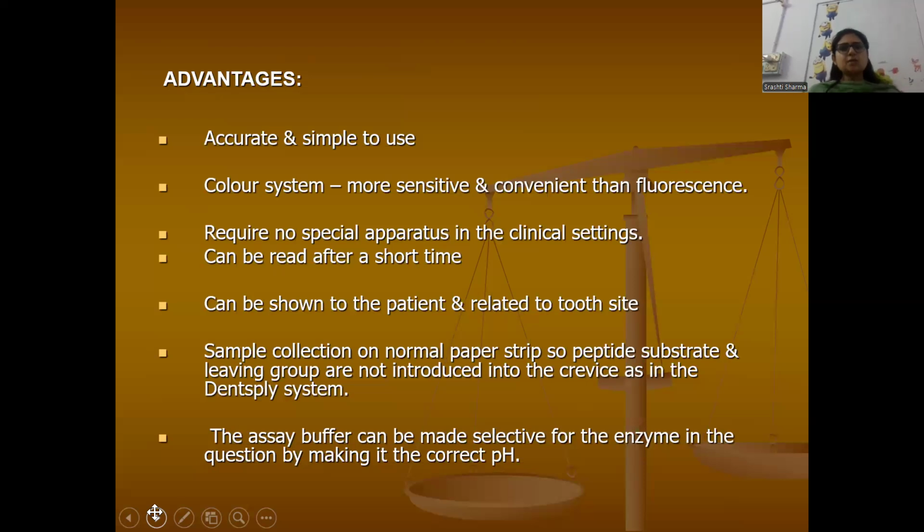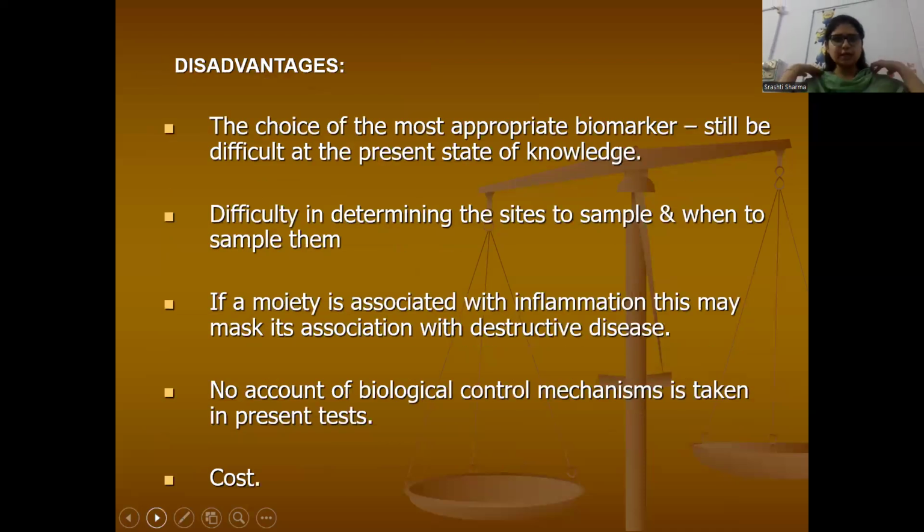So what are the advantages? Accurate and simple to use. Color system more sensitive and convenient than fluorescence. Requires no special apparatus in the clinical setting. Can be read after a short time. Can be shown to the patient and related to the site. Sample collection on normal paper strips, so peptide substrate and leaving group are not introduced into the pocket as in the Dentsply system. The assay buffer can be made selective for the enzyme in question by making it at the correct pH. Now, what are the disadvantages?